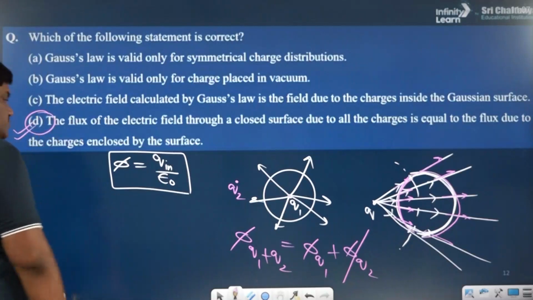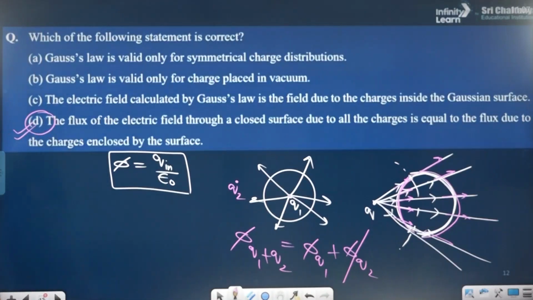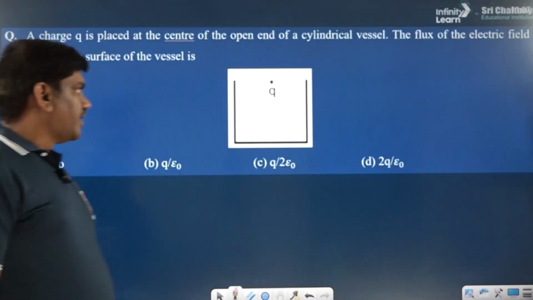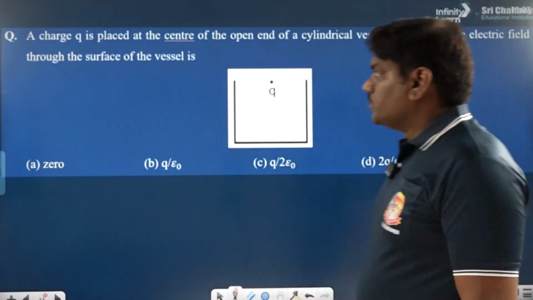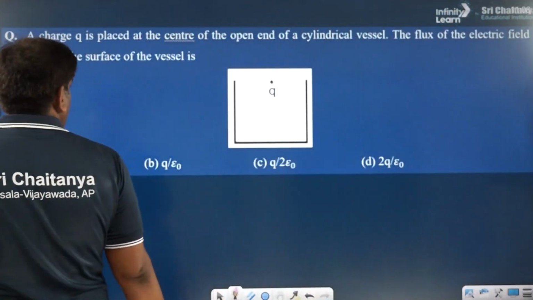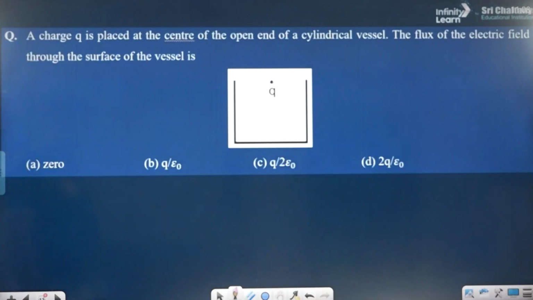So again, a very conceptual question and very good question. Okay, let's move to the next one. Okay, another interesting one. The charge Q is placed at the center of the open end of the cylindrical vessel. The flux of the electric field through the surface of the vessel.